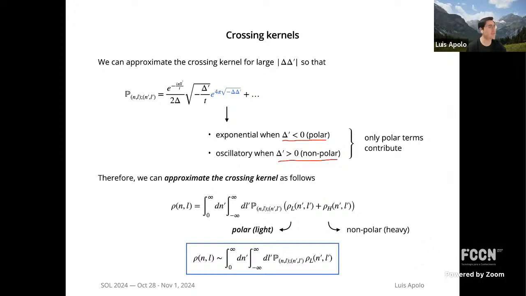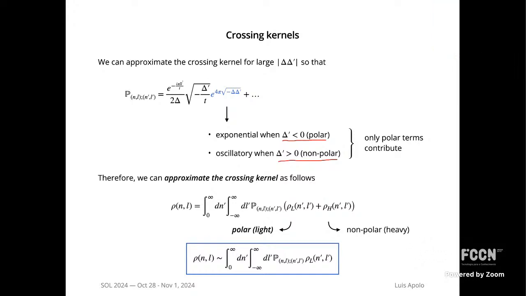So this is telling us that in the answer that we're interested in, which is extracting these coefficients in the log corrections when certain parameters are large, so that we can ignore other numbers, only these terms, the exponential terms, will contribute. So what we can do is we can approximate the crossing kernel as follows. So we have the same expression.